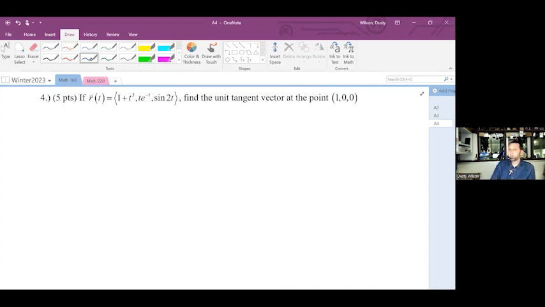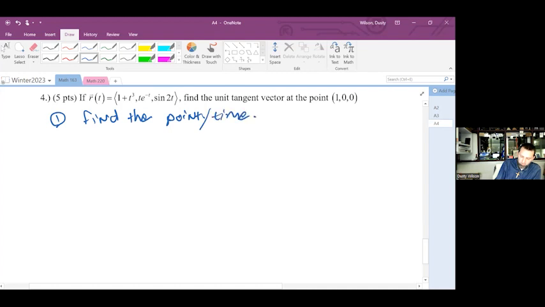Question 4, if r of t equals 1 plus t cubed, comma, t e to the negative t, comma, sine 2t, find the unit tangent vector at the point 1, 0, 1. So the first thing we'll do is find the point, or maybe I should say the time. If our point is 1, 0, 1, it looks like based on that first coordinate that t is going to have to be 0, and then we can check if t equals 0, the other two components are 0. We've discovered the time equals 0.